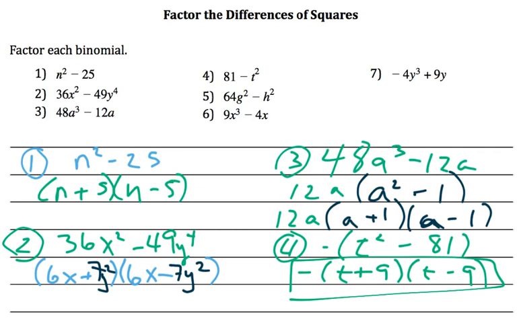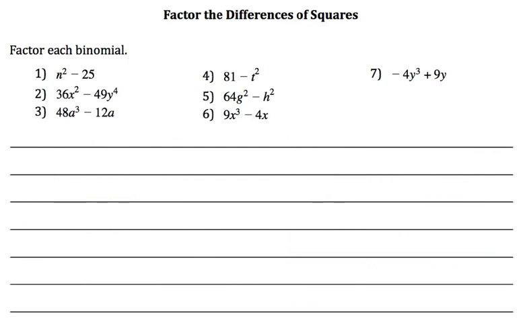Number 5 is pretty straightforward. You can Wolfram Alpha that after you're done. 6 is similar to 3. So let's check out 7 before I move on. So here's 7. Go ahead and pause this, do those other problems, and try this one on your own. Okay, so hopefully you've paused this and done those other ones, and you can even try this one first. So here's negative 4y cubed plus 9y.